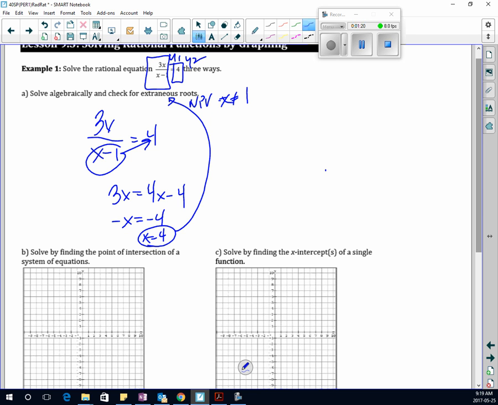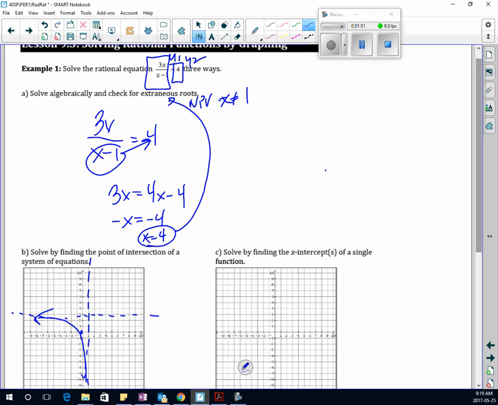3. Very good. Where's my vertical asymptote? 1. What's my x-intercept say? 0. It's not. Okay, there's my first one.